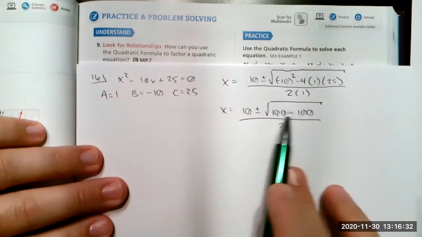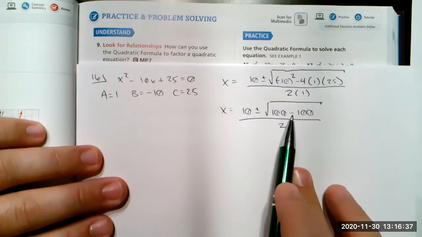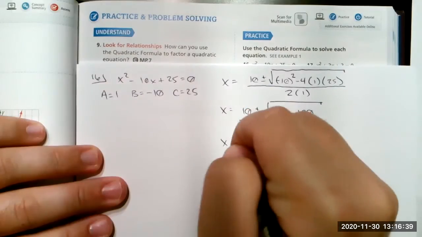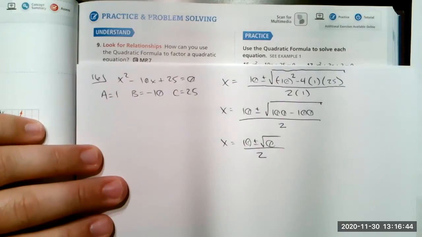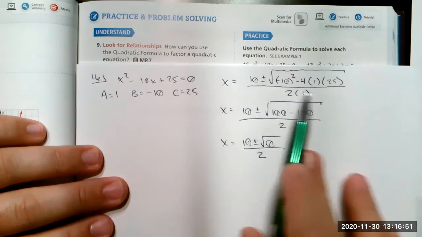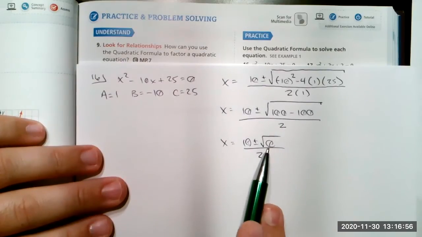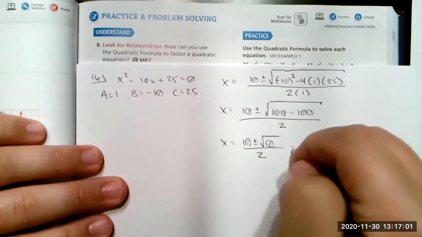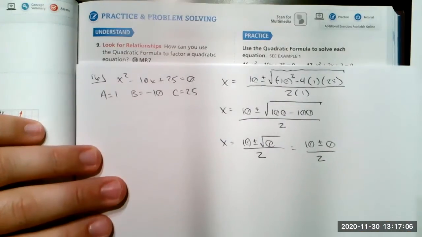Now I would go ahead and reduce that discriminant down. 100 minus 100 is 0. Now, after plugging everything in and then calculating the discriminant, I would go ahead and just take the square root of that number. In this case, you take a calculator, you type in the square root of 0, it gives you 0. So it's 10 plus or minus 0 divided by 2.